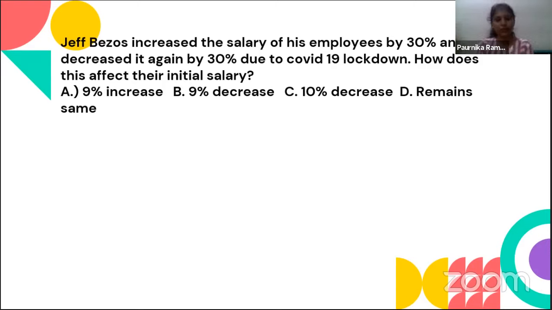The conventional method is to let the salary of the employee be X, or let the salary of the employee be 100, and then it is increased by 30%. So it will be 130. And then again, decreasing it by 30%, dividing by 100, 100 by 130, a lot of divisions, a lot of calculations, and you have to have a great mathematical mind and a very stable mind if you follow the conventional method.